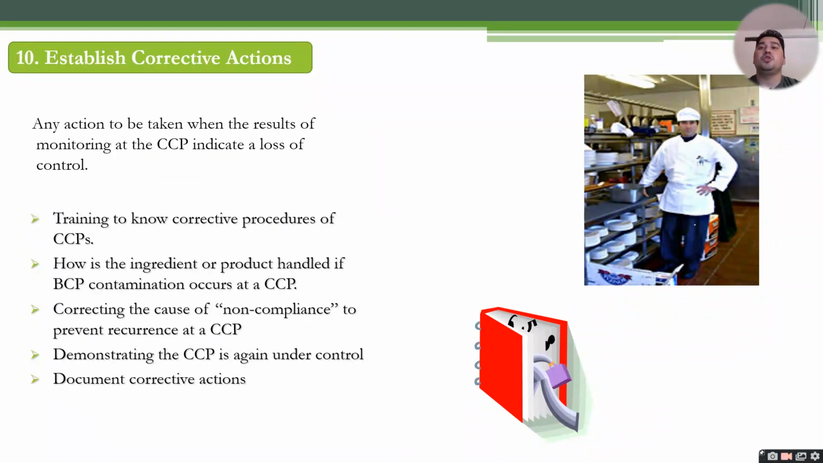So what corrective action will you take? The corrective action here is that you will cook the food product for more time to make sure that it reaches 75 degrees Celsius. So that is your corrective action.